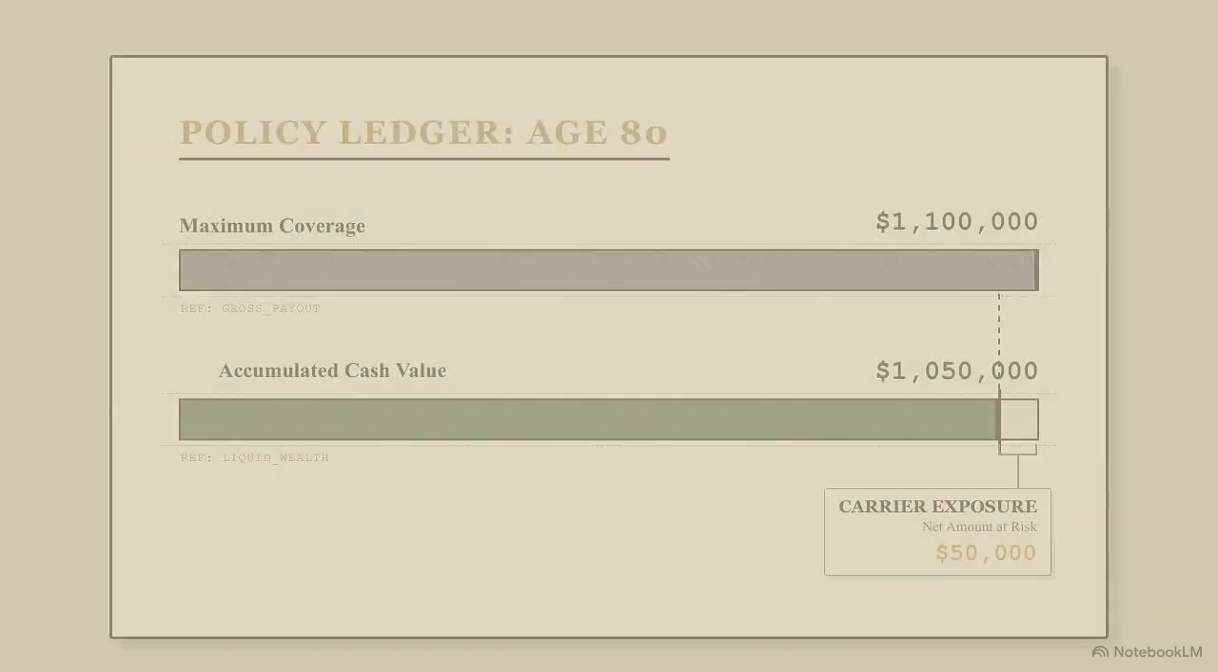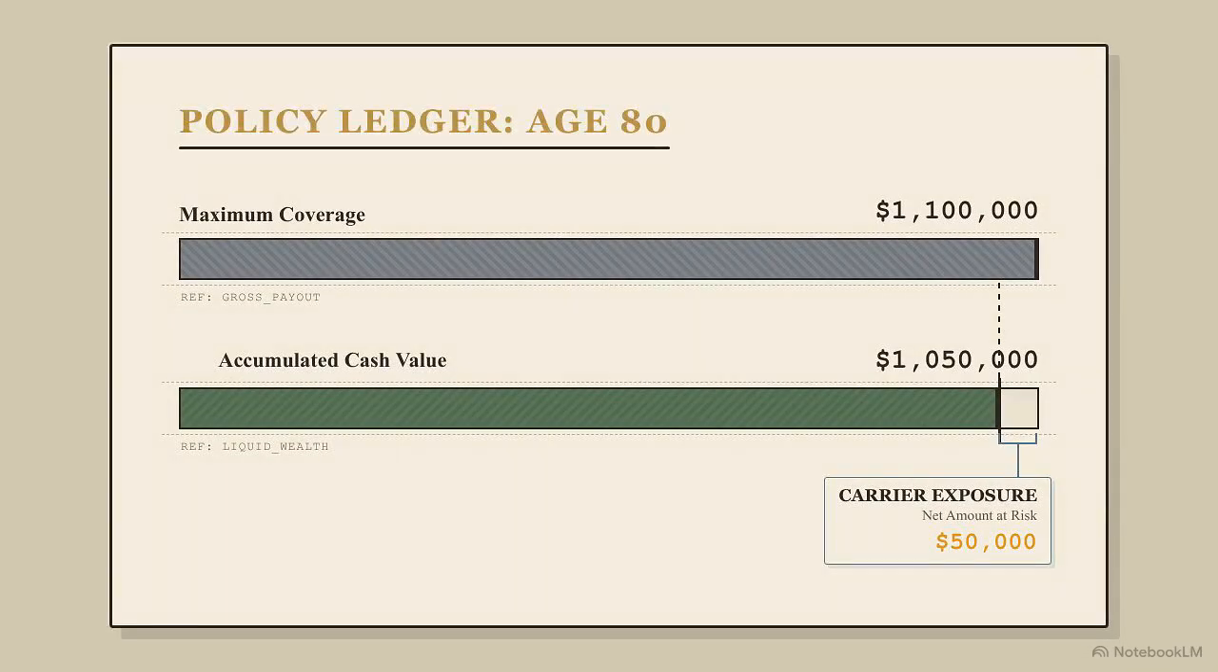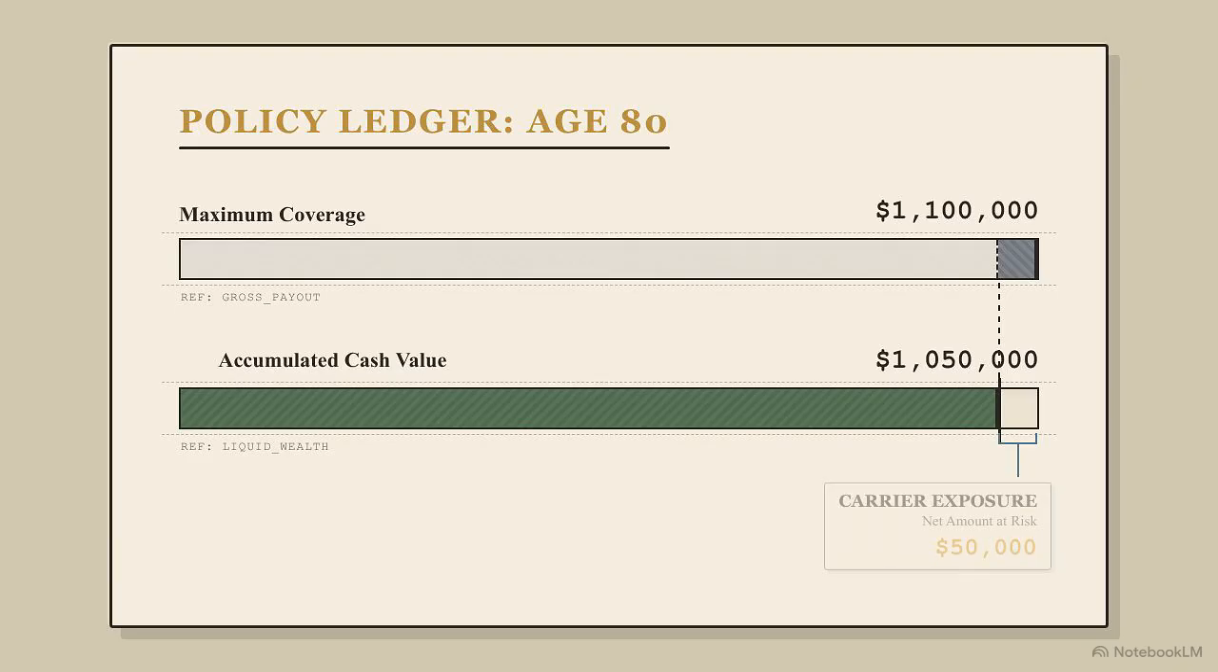Look at this ledger data for a properly structured policy at age 80. The top-line payout shows a total death benefit of $1.1 million, but look directly adjacent to it. By age 80, years of max funding and compound interest have grown the accumulated cash value to $1.05 million. The carrier is not charging insurance costs on $1.1 million. They only charge you for the difference between your accumulated cash and the final payout. That $50,000 gap is the true net amount at risk.